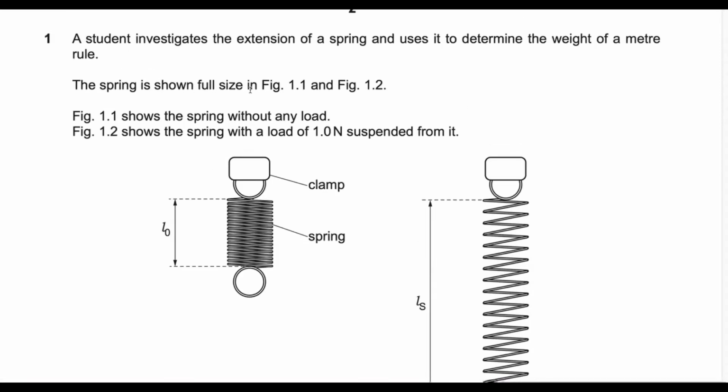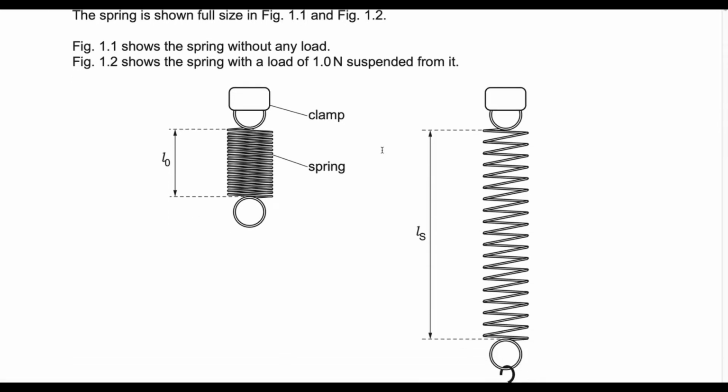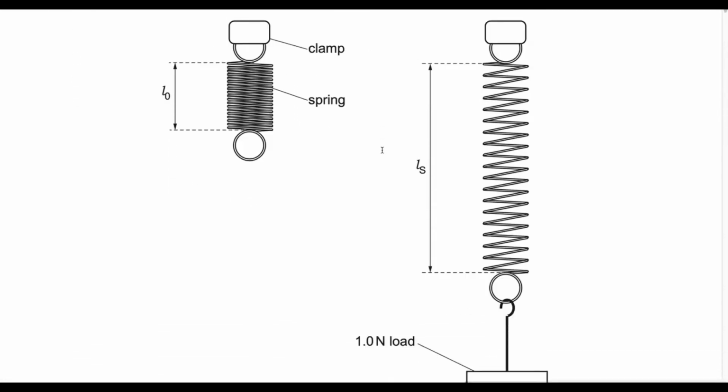The spring is shown full size in figure 1.1 and figure 1.2. So when I say full size, that means you can measure with your ruler. Figure 1.1 shows the spring without any load. Figure 1.2 shows the spring with a load of 1.0 Newton suspended from it.